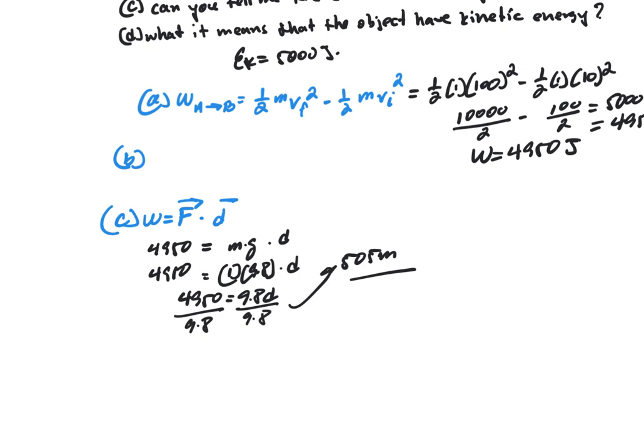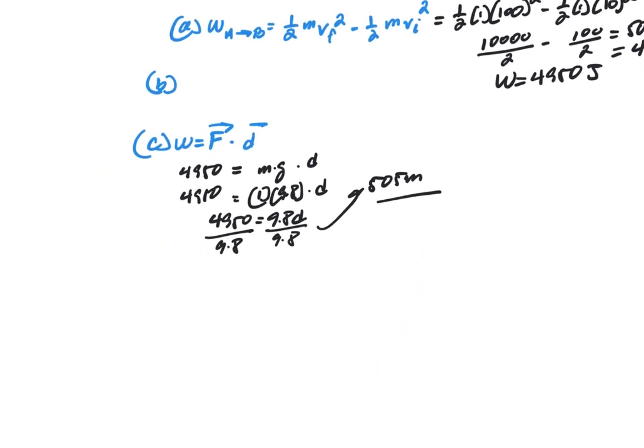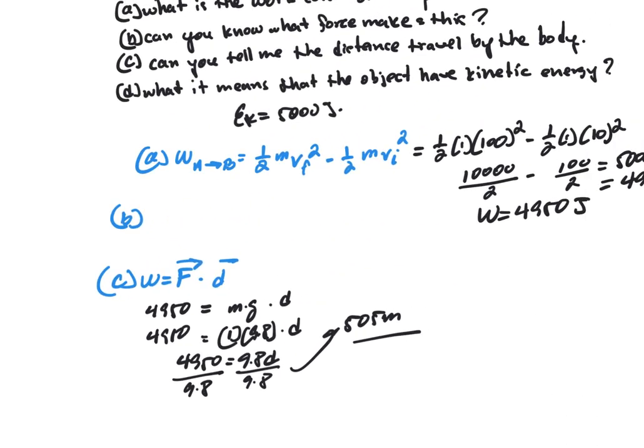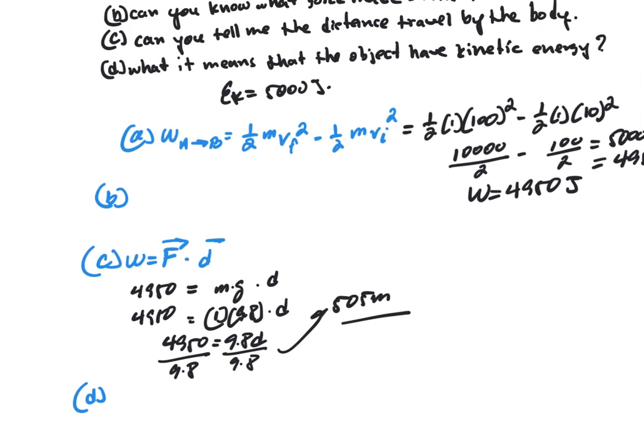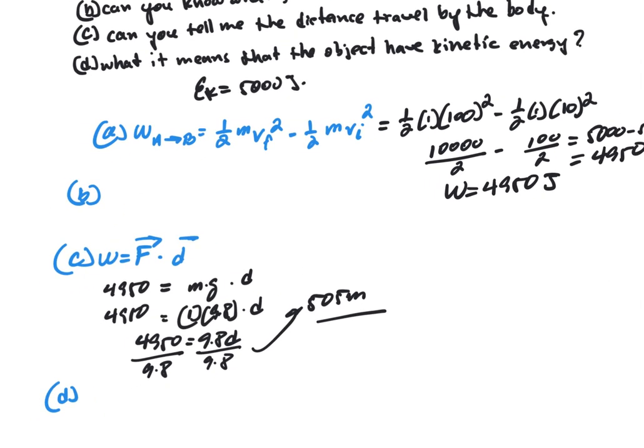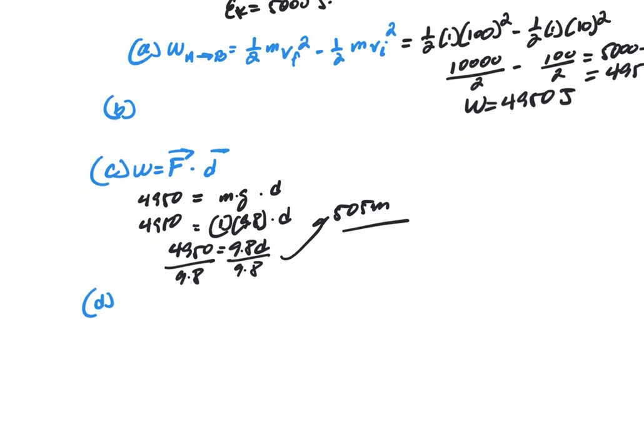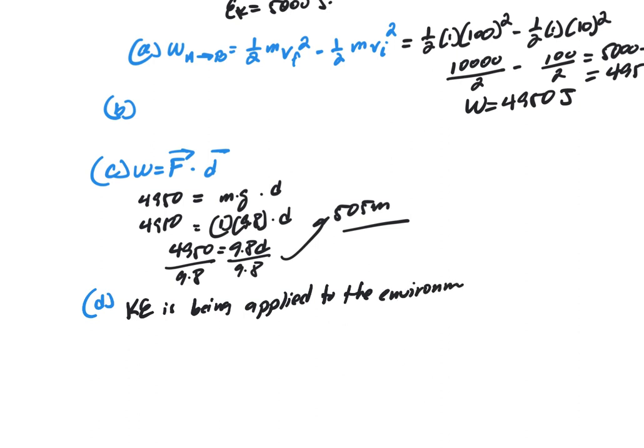D, it's telling us what it means that the object has kinetic energy of 5,000. So all that means is just that the kinetic energy is being applied to the environment to move the particle.